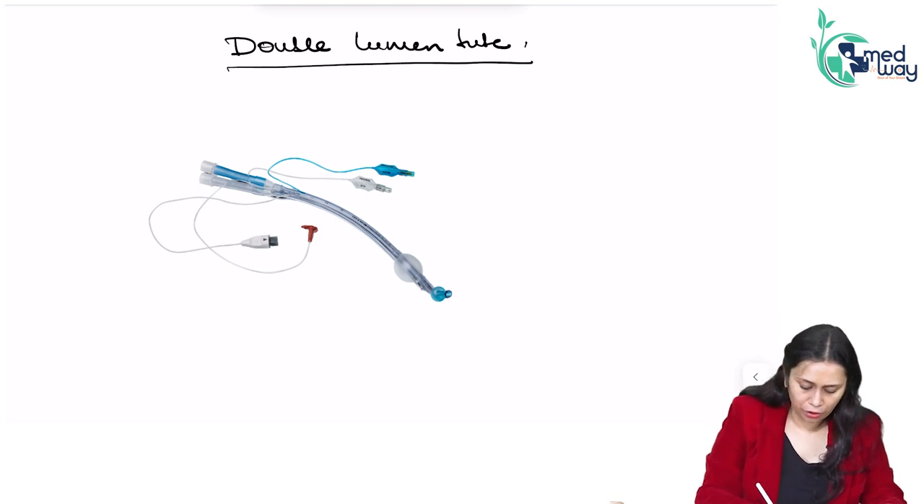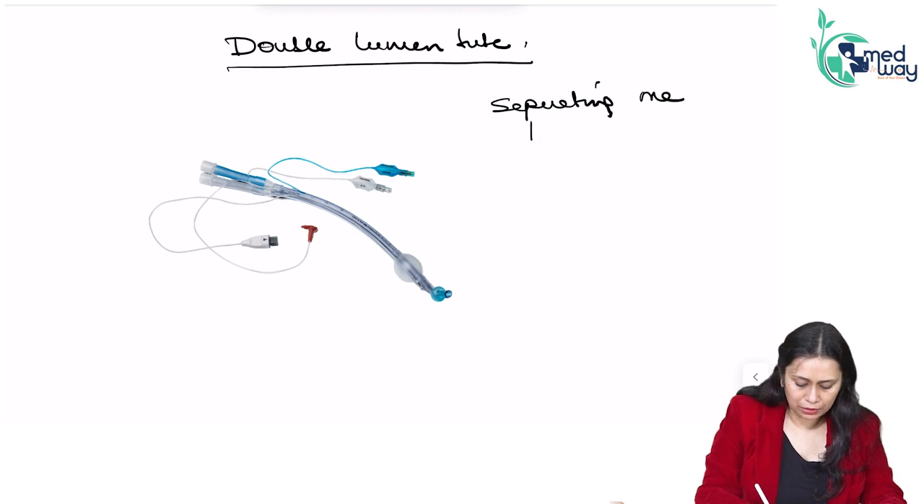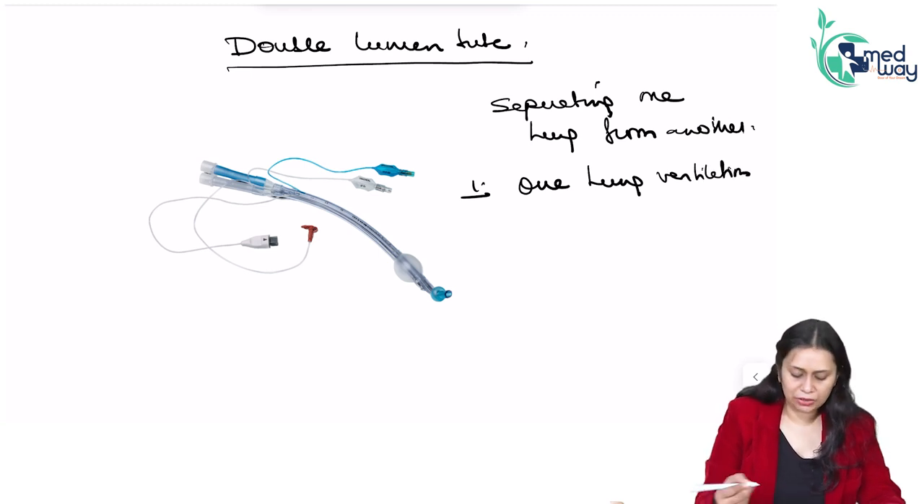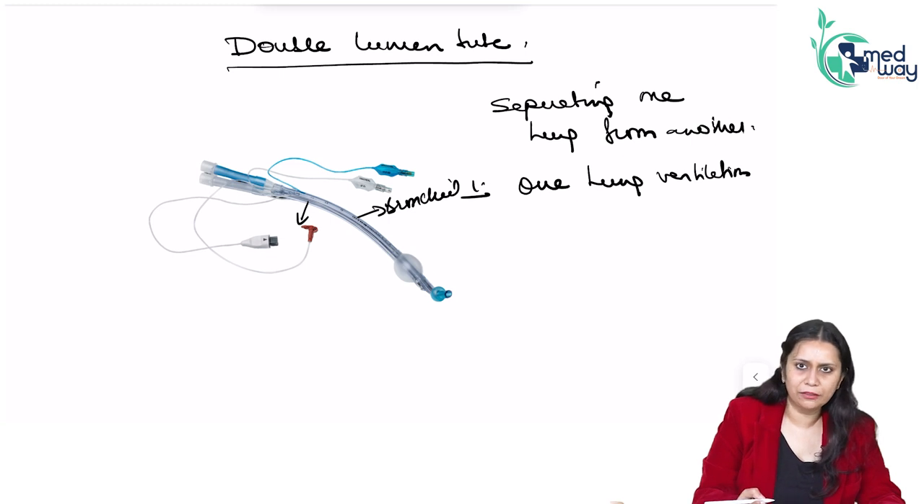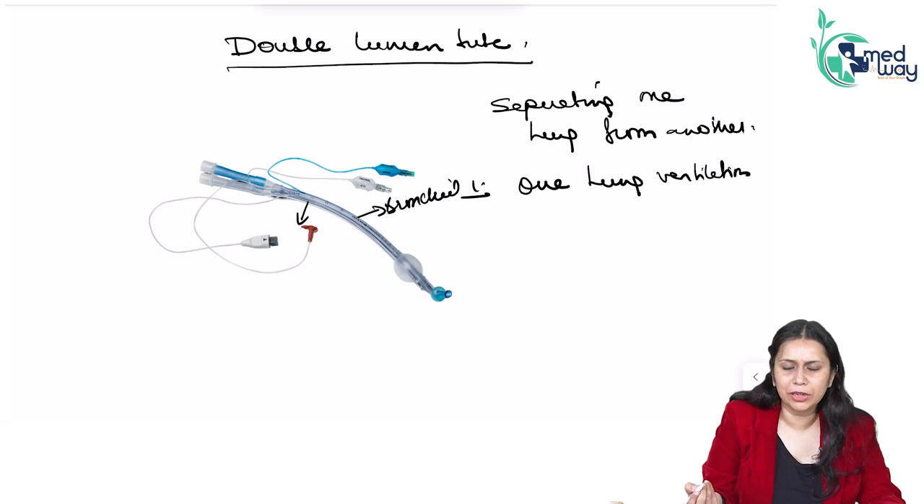This is used for separating one lung from another, right? So this is used for one lung ventilation. Now, as I told you, it has two lumens, a tracheal and a bronchial. So the bronchial lumen can be left facing or right facing. If it goes in the left bronchus, it's a left double lumen tube, or a right double lumen tube. So bronchial and the tracheal.